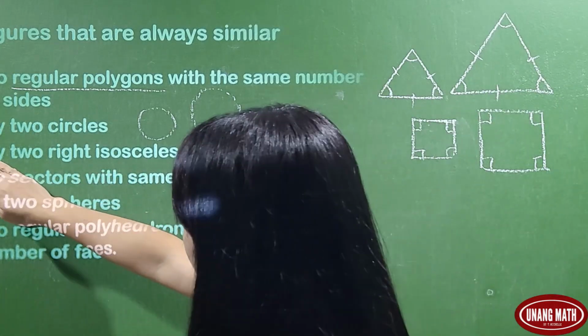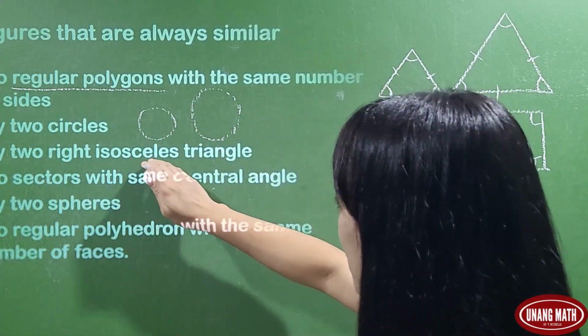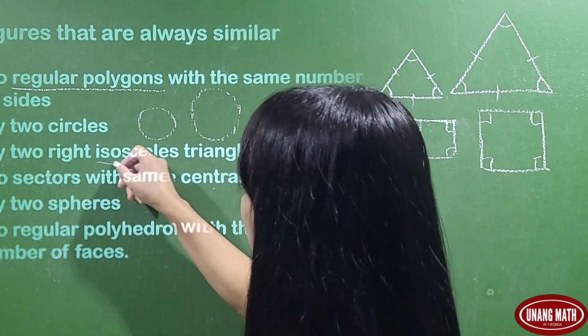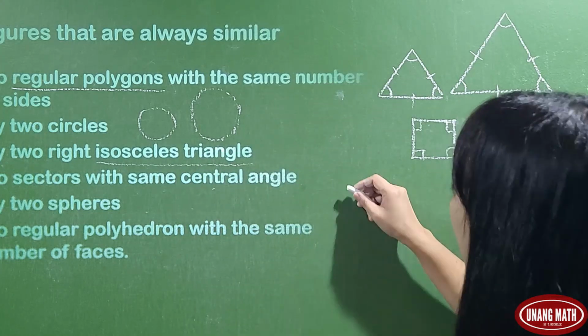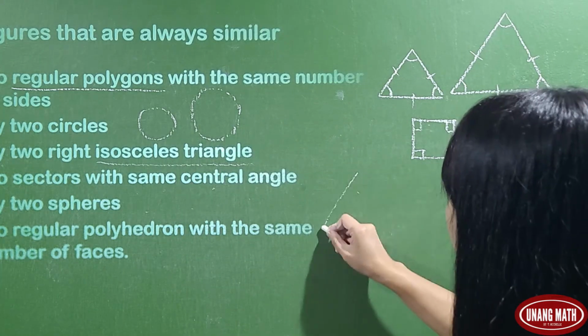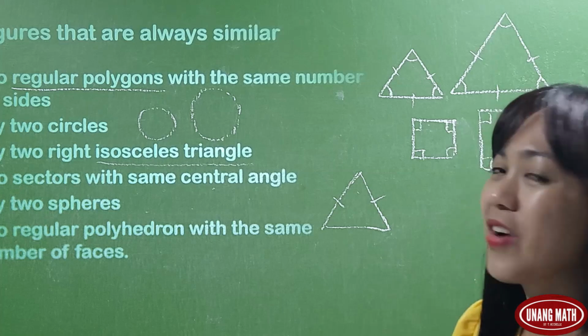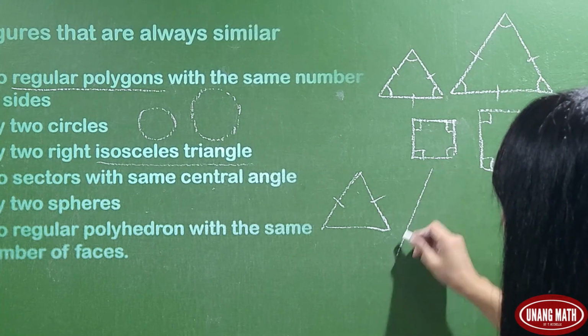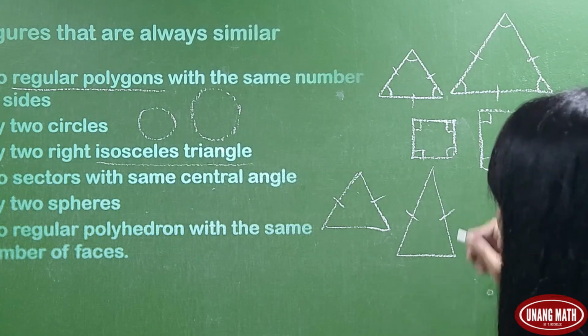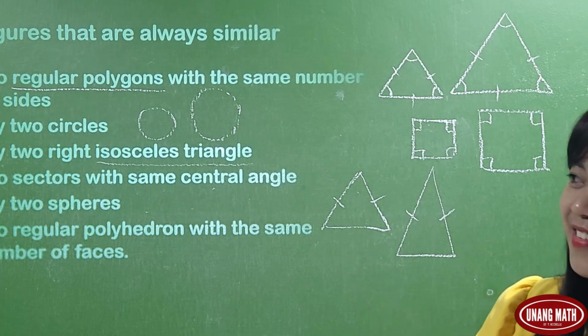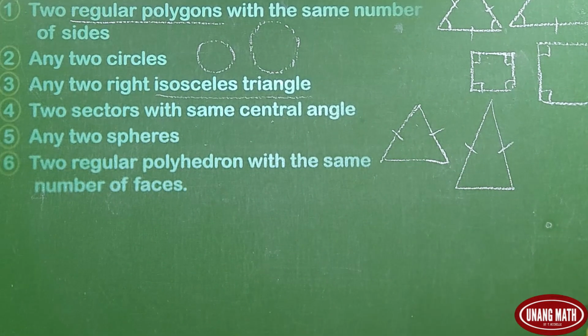Number 3, we have any two right isosceles triangles. First, let me show you any two isosceles triangles. This is an isosceles triangle. This is also an isosceles triangle. So these two isosceles triangles are not similar figures because they have different angle measures.